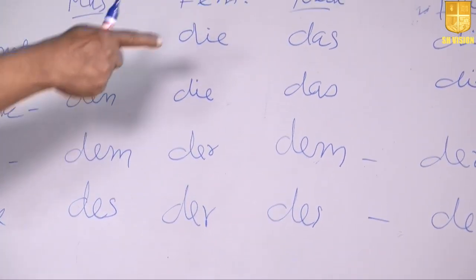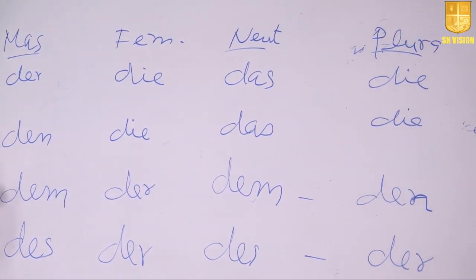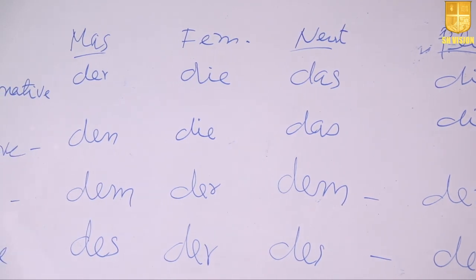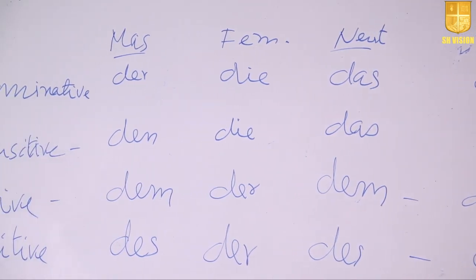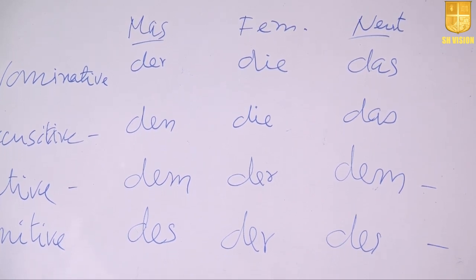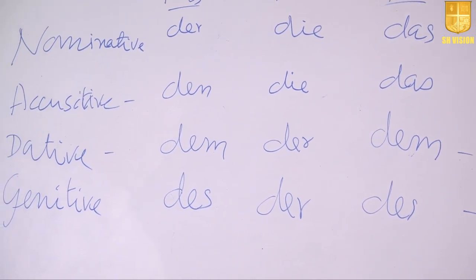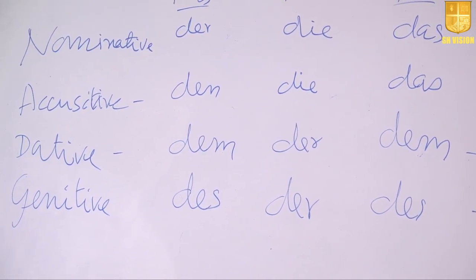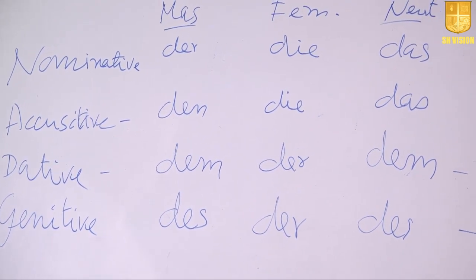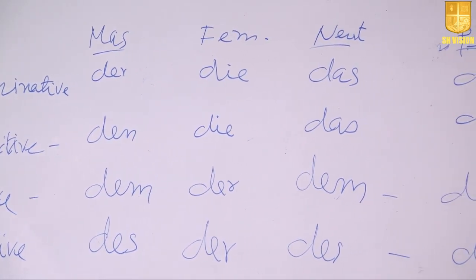D, for example, they come again and again. So this is the table of the declension of the definite articles in masculine, feminine, and neuter. You need to learn this by heart.